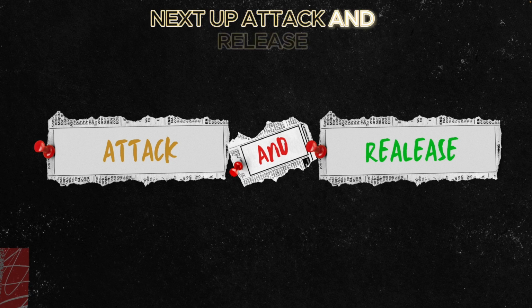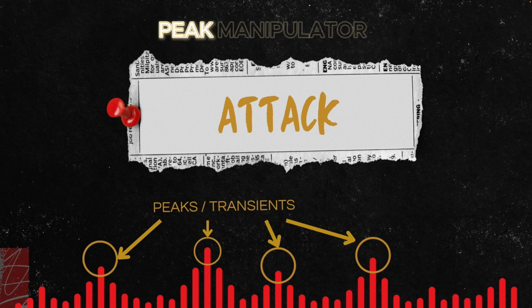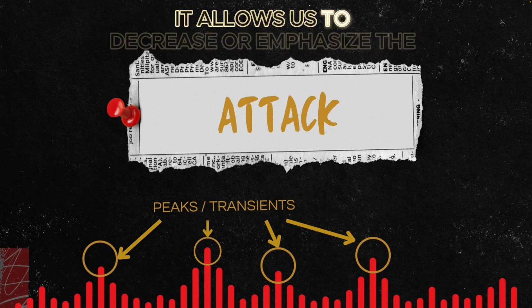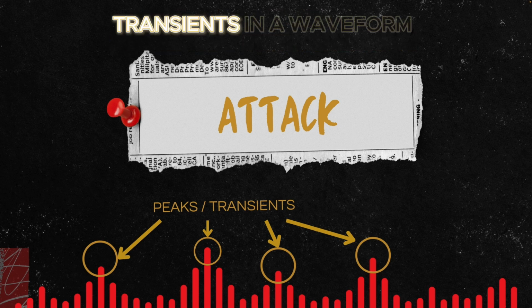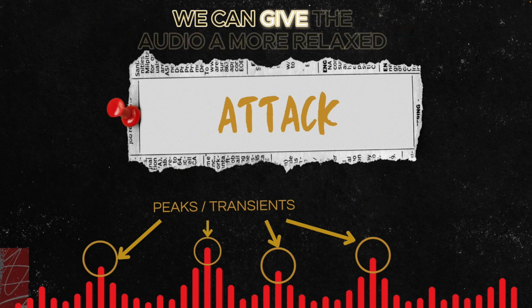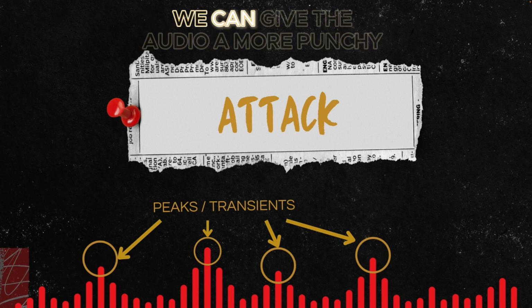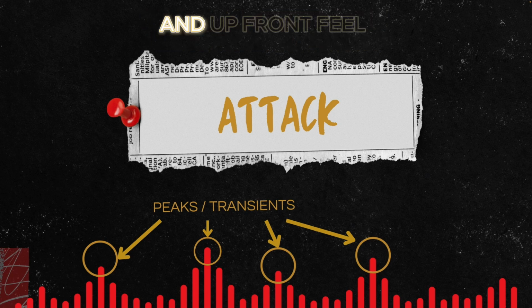Next up, attack and release. The attack control is essentially a transient or peak manipulator. It allows us to decrease or emphasize the transients in a waveform. By decreasing or flattening the transients, we can give the audio a more relaxed feel. But by increasing the transients, we can give the audio a more punchy and upfront feel.